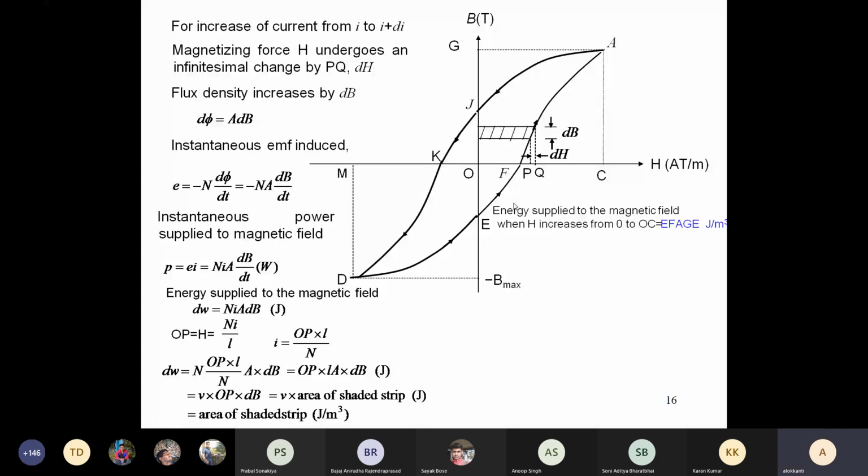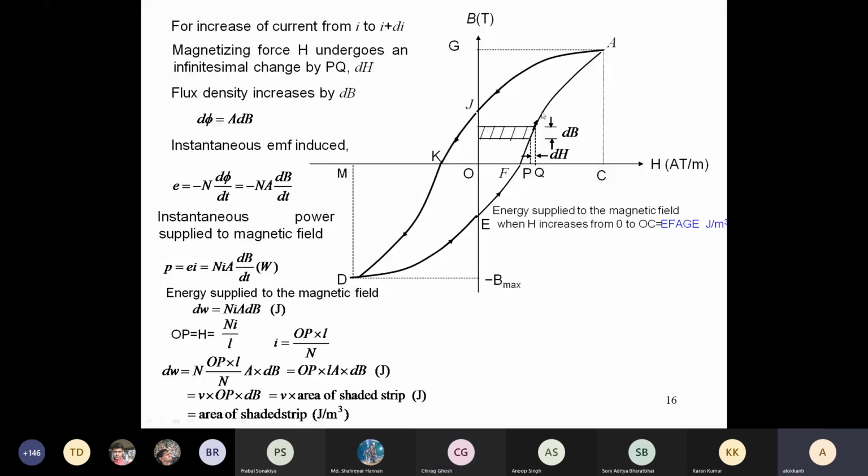Okay, so as the H increases from 0 to OC, it is basically that area EFAGE. But at C, what happens? It should be J. Sir, G or J. Sir, there should be AJE. Yes, sir. EFAJE. It should be AJ, I think. G is outside the curve. So it should be AGE.